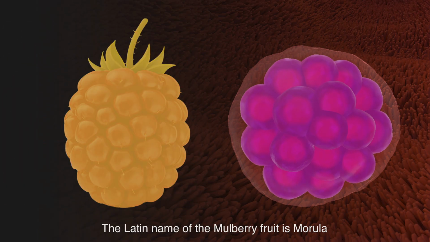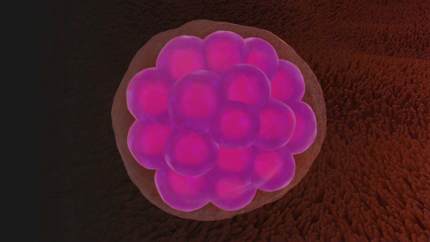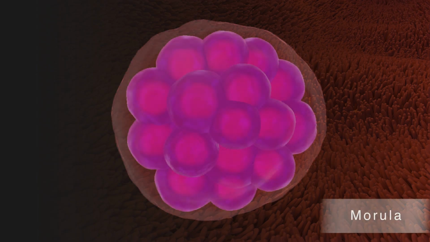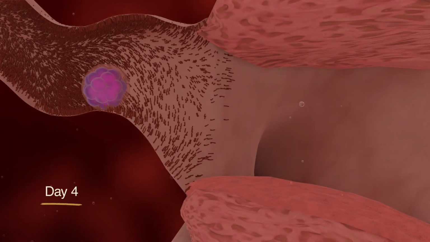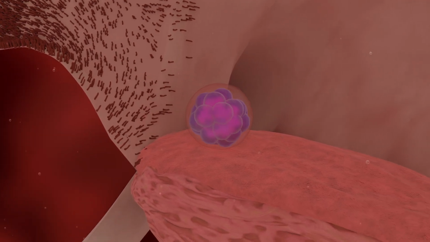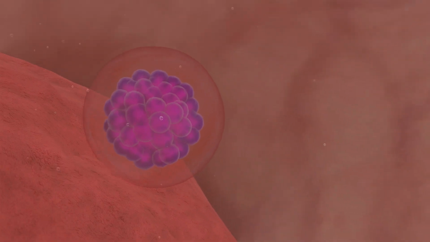The Latin name of the mulberry fruit is morula. As the 16-cell stage resembles a mulberry fruit in appearance, it is named as morula. On the 4th day after fertilization, the morula moves from the fallopian tube into the uterus. The blastomeres continue to undergo cleavage.